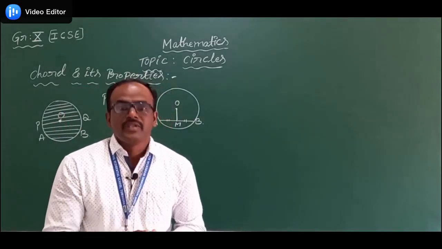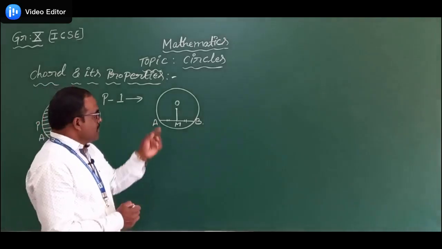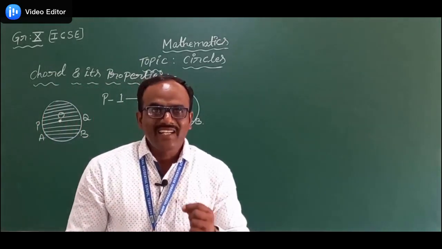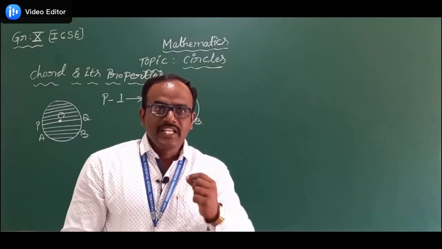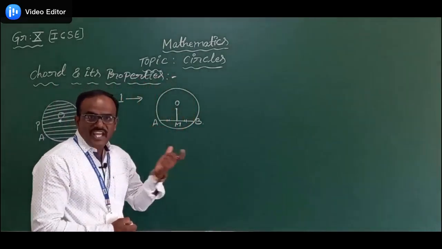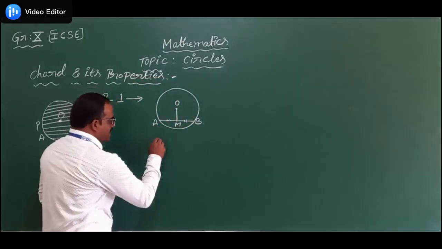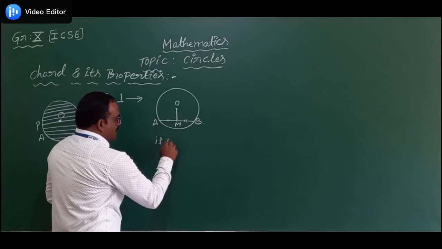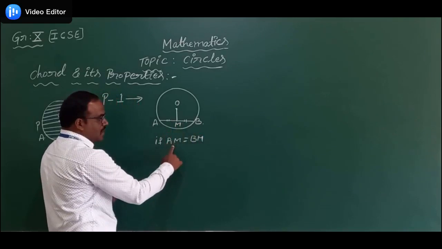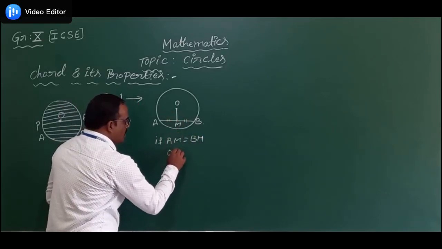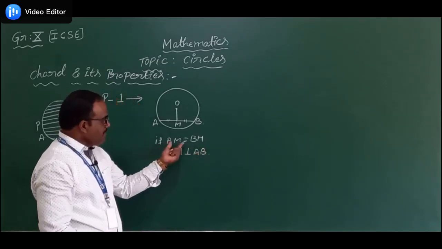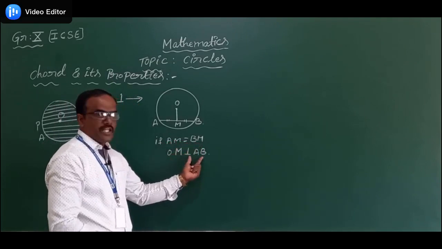Now once again I repeat, listen carefully. A straight line joining the center of the circle to the midpoint of a chord is perpendicular to the chord. The chord should not be a diameter. That means I can write it in words: if AM is equal to BM in the chord, okay children, then OM is perpendicular to AB. Is it clear? If AM is equal to BM, then OM is perpendicular to AB.